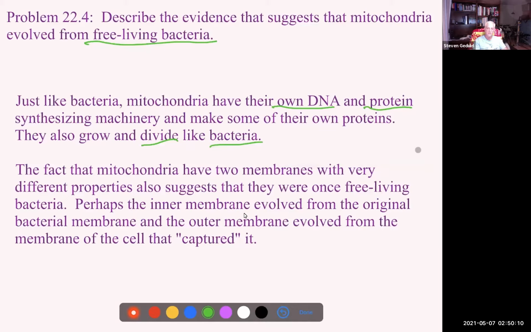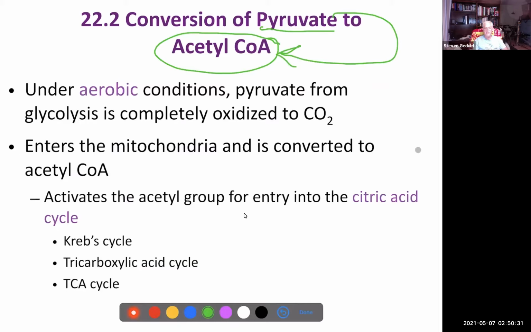Now, we use acetyl coenzyme A in the citric acid cycle, and we get that from pyruvate. Remember, the end product of glycolysis was pyruvate. And pyruvate we convert to acetyl coenzyme A, so we can use that in the citric acid cycle, the Krebs cycle, the tricarboxylic acid cycle, the TCA cycle. These are all cycles that spin around and help us produce ATP from acetyl coenzyme A.